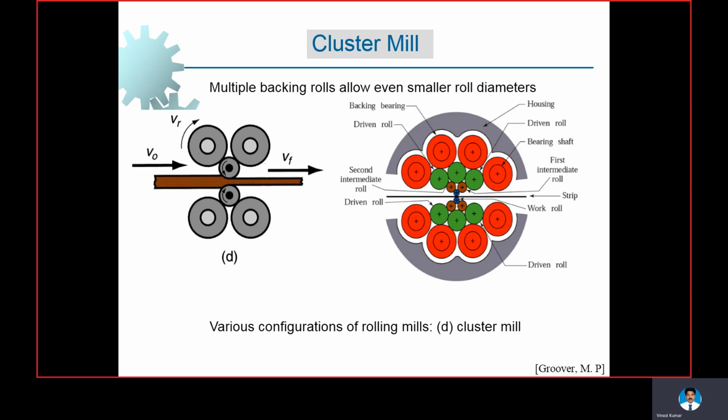Now you can see cluster mill. Multiple backing rolls allow even smaller roll diameters. We use smaller roll diameters, and here multiple backing rolls are used to support the work rolls. As you could see here, very small work rolls are supported by several backup rolls to avoid any deflection, and tin foils can be produced using such kind of mills. This is called the cluster mill.